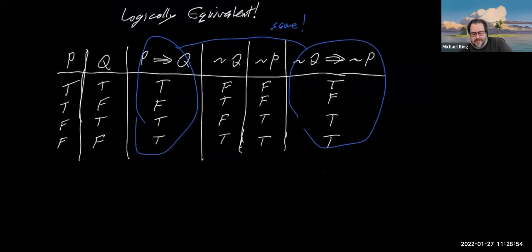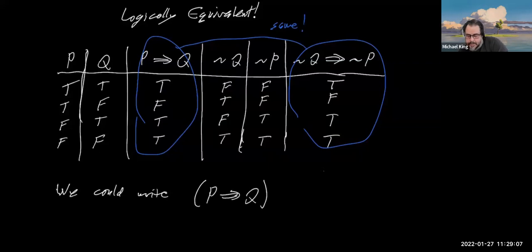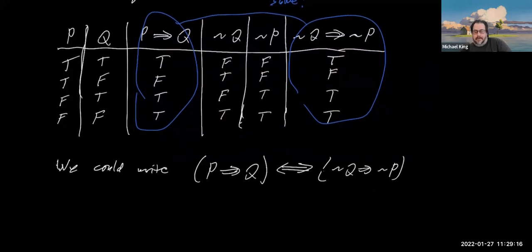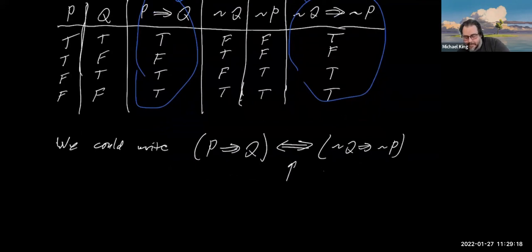And in fact, let me say one last thing, because I think it does come up on the problem set briefly. We could write P implies Q, not Q implies not P. And we can put another symbol in between, which is a double-headed double arrow. This is the logical equivalence symbol, which basically means they have the same truth table.